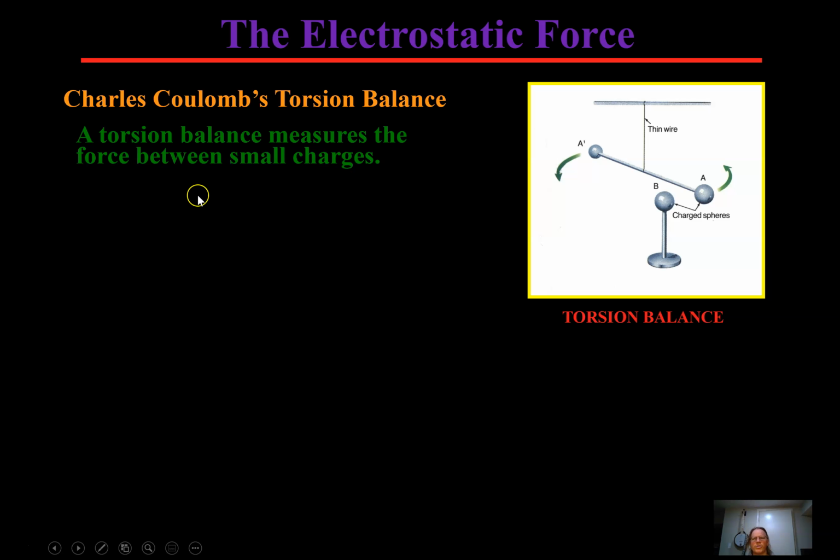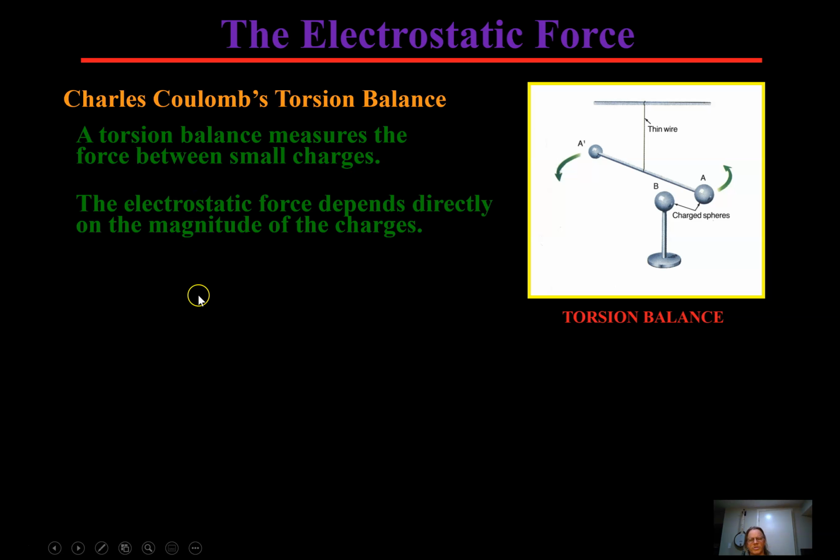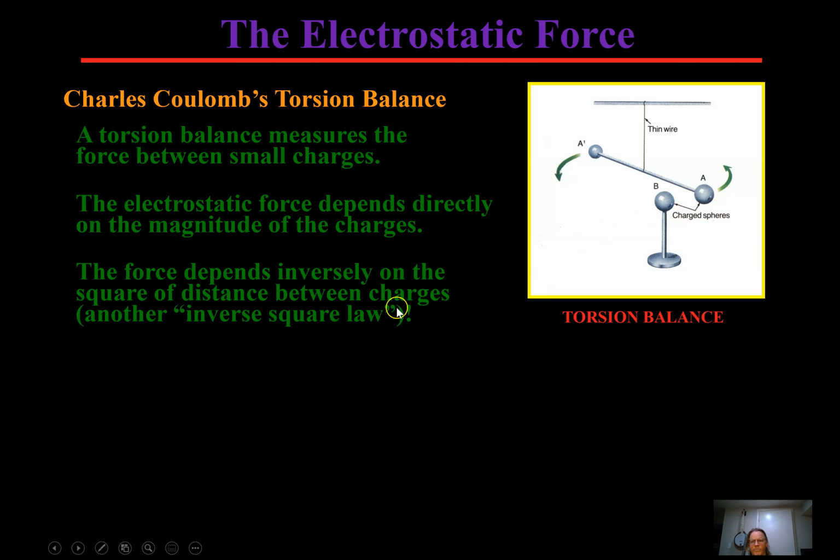So he is able to measure the force between small charges. You already did that in your lab on Tuesday. A little bit different method, just a ball suspended from a ceiling with another ball charging it, knowing what the charge is on the balls though. So it depends on how big the charges are. The more charge you have, the greater the force. Okay, so you already found that part. It also depends inversely on the distance between the two, or it's the inverse square law. So you learned about the inverse square law with gravity.